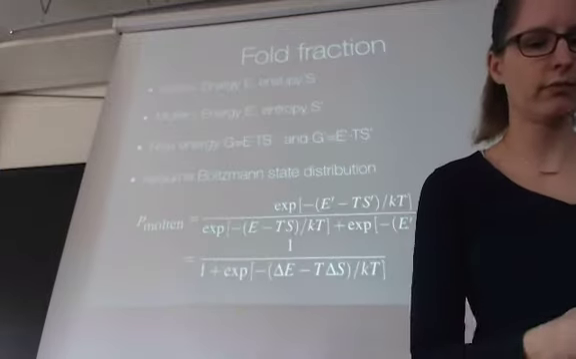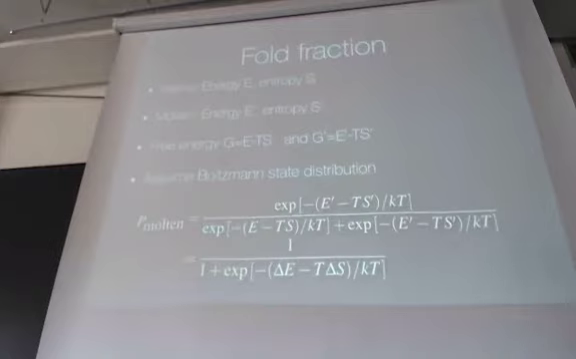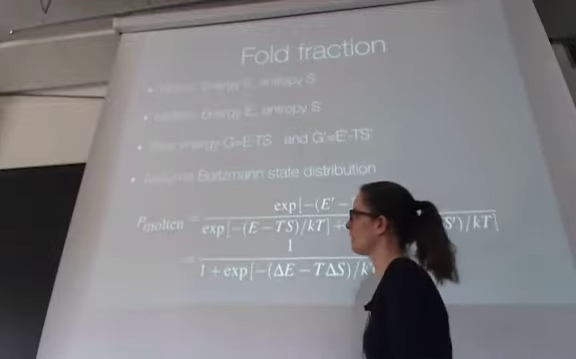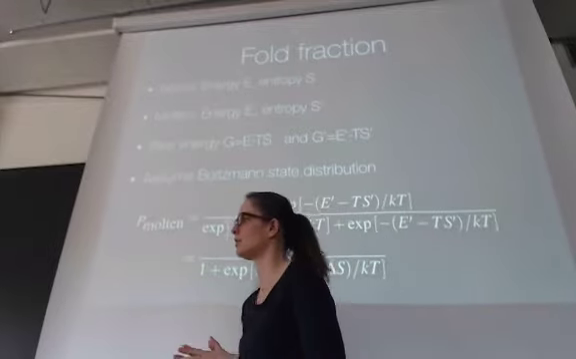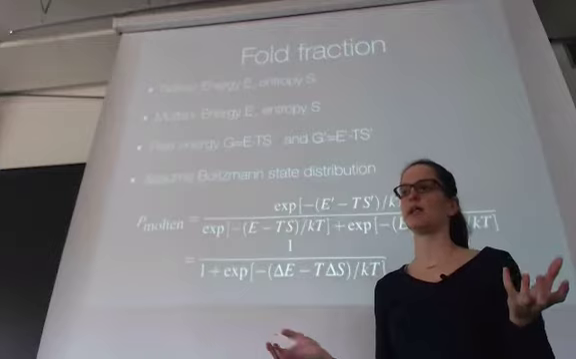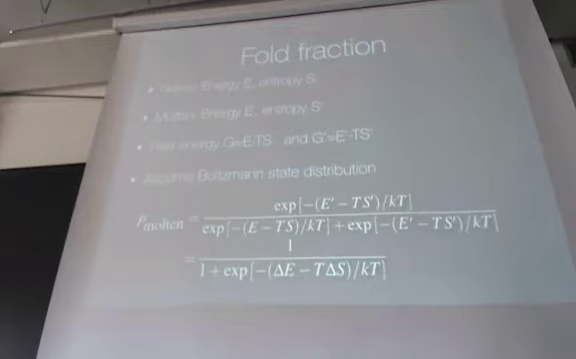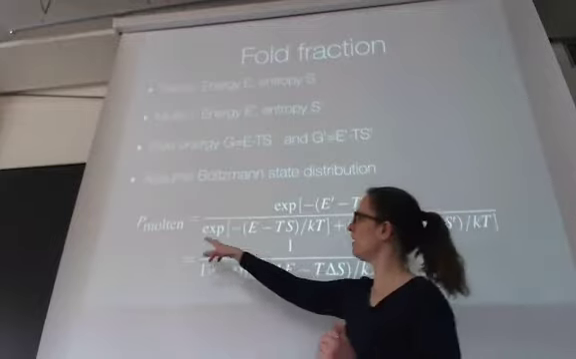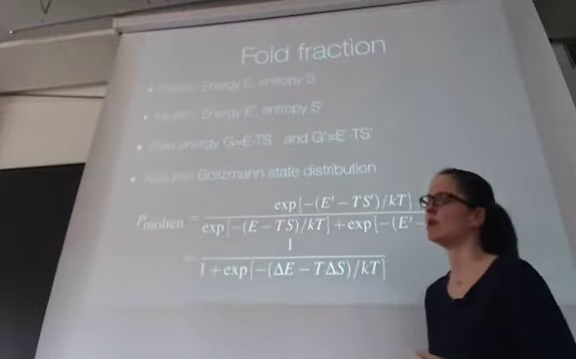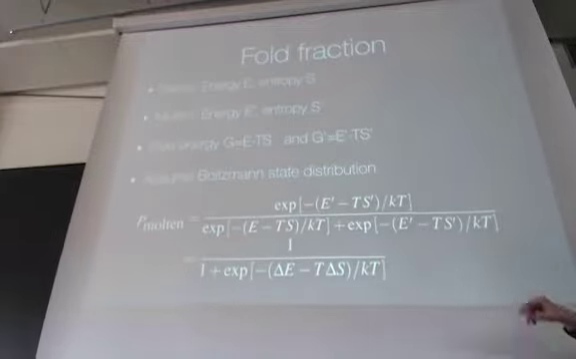And to do this, we have to write the equation. Imagine we have just two states that exist, a molten state and a folded state. We can write the probability of being in the molten state using, guess what? The Boltzmann distribution again, right?